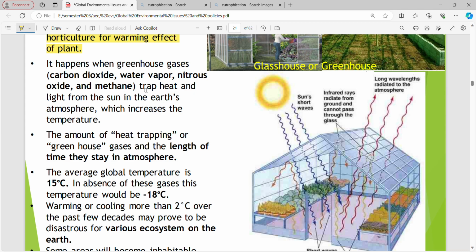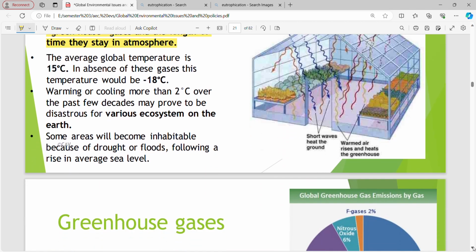these gases trap heat and light from the sun in the Earth's atmosphere, which increases the temperature. So the amount of heat trapping by greenhouse gases and the length of time they stay in the atmosphere is what leads to the increase in temperature. Average global temperature is 15 degrees Celsius. In absence of these gases, this temperature would be minus 18 degrees Celsius.